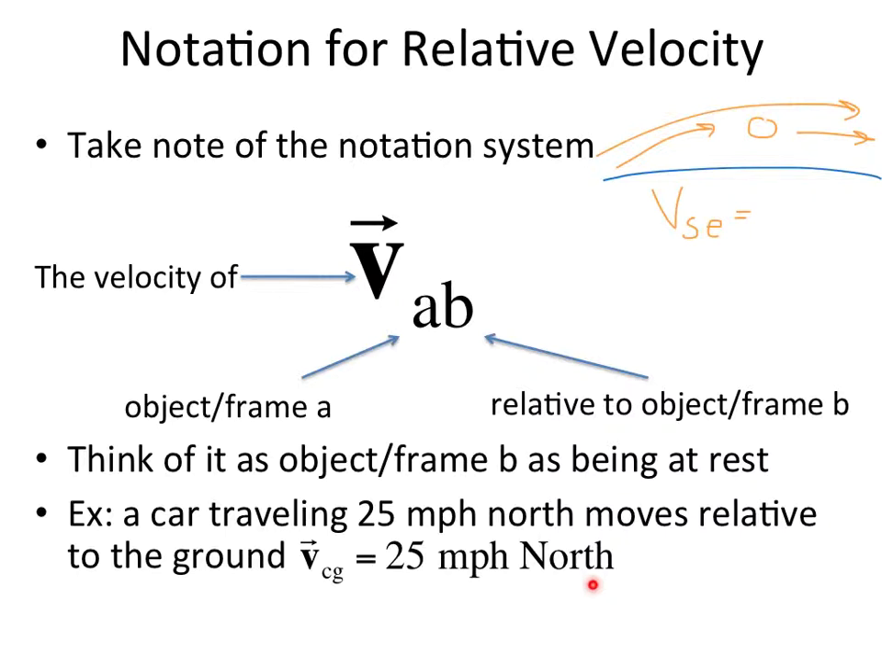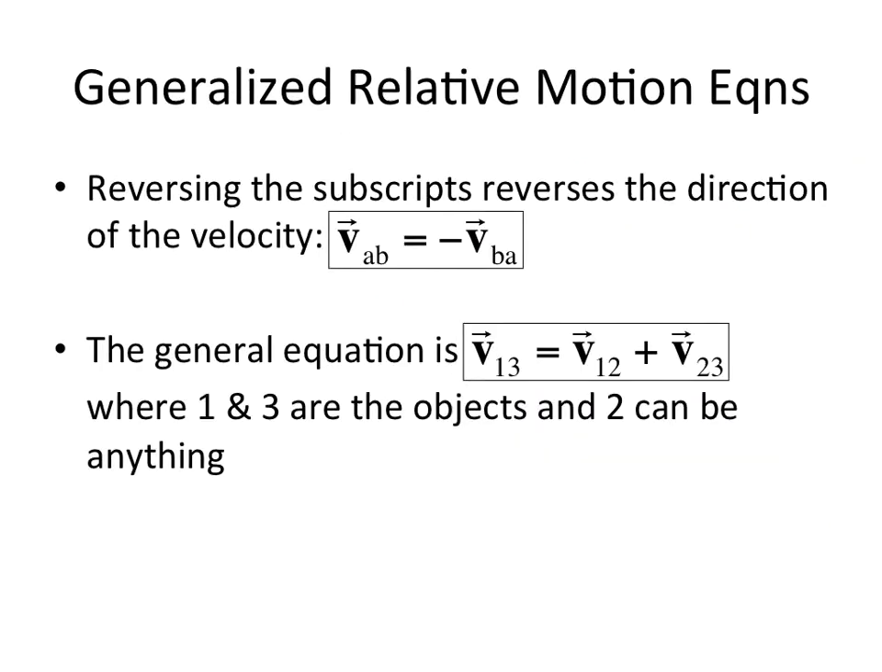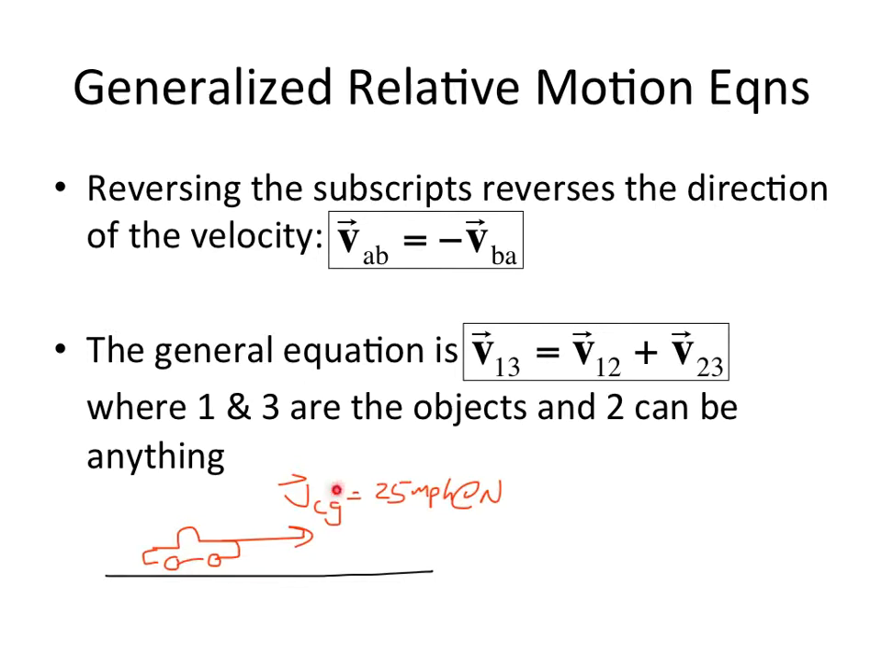All right. But what's also true, we can take those subscripts and we can flip them around. So we say that a car, I'm going to draw a red car again. A car is moving at velocity of the car to the ground equals 25 miles per hour north. VCG right there, car to the ground. And here's the ground right there, okay?